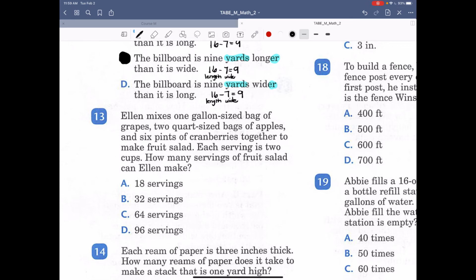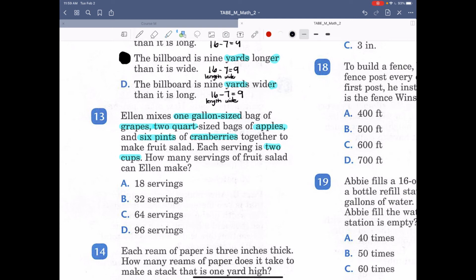All right, number 13. Ellen mixes 1 gallon-sized bag of grapes, 2 quart-sized bags of apples, and 6 pints of cranberries together to make fruit salad. Each serving is 2 cups. How many servings of fruit salad can Ellen make?